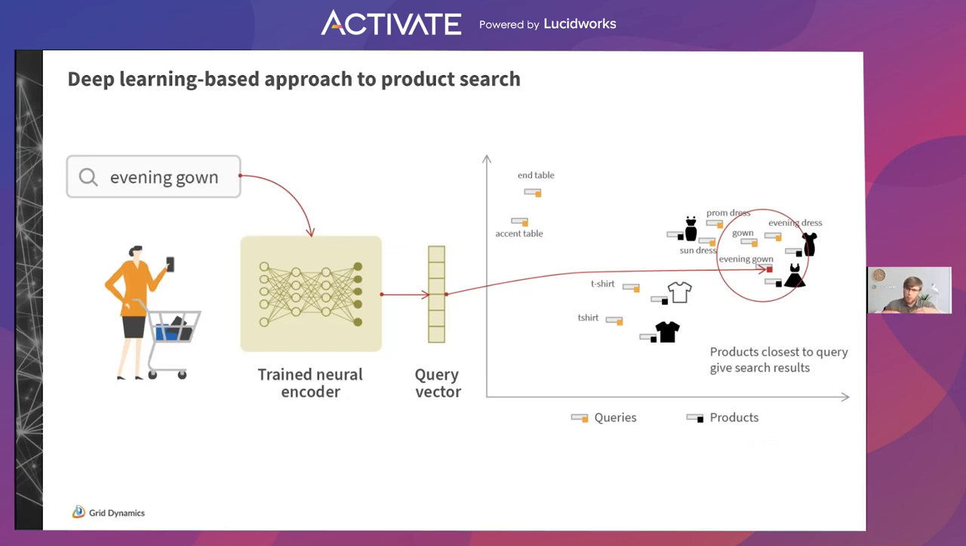So if we place everything in the same dimensional space and we want to find relevant products for the search query, we just need to run a simple algorithm called KNN, nearest neighbor search, and find the product embeddings which are closest to this query embedding. And that's how the system will retrieve the documents which it thinks are relevant for this query.